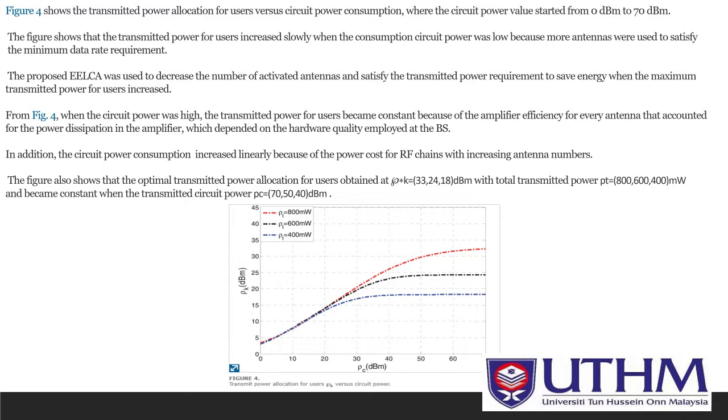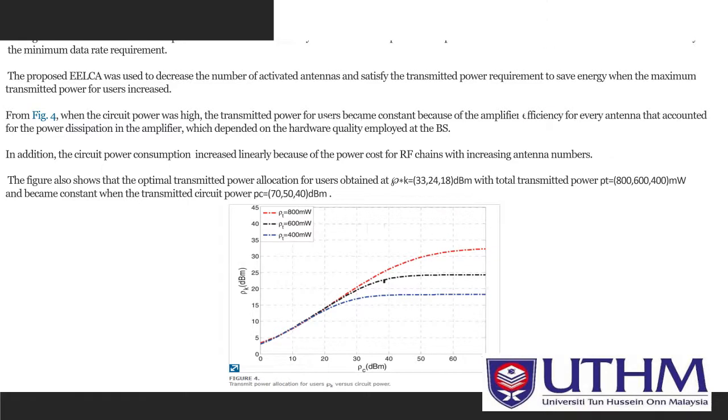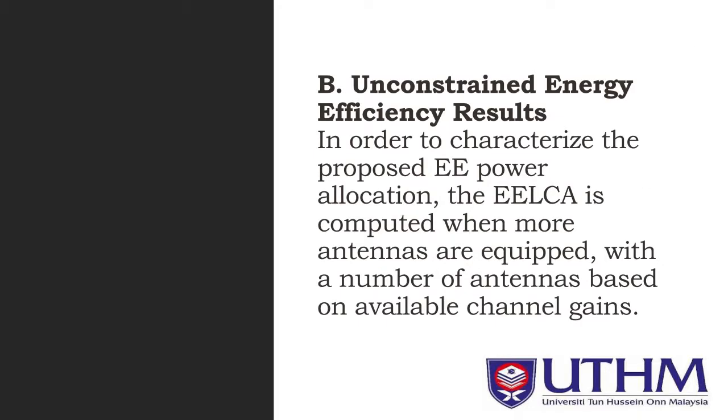And in figure 4, when the circuit power was high, the transmitted power for the user became constant because of the amplifier efficiency for every antenna, which accounts for the power dissipation in the amplifier, which is dependent on the hardware quality employed at the BS. In addition, the circuit power consumption increased linearly because the power cost of the RF chain increases with increasing antennas. Okay, for the result for B, the unconstrained energy efficiency result.